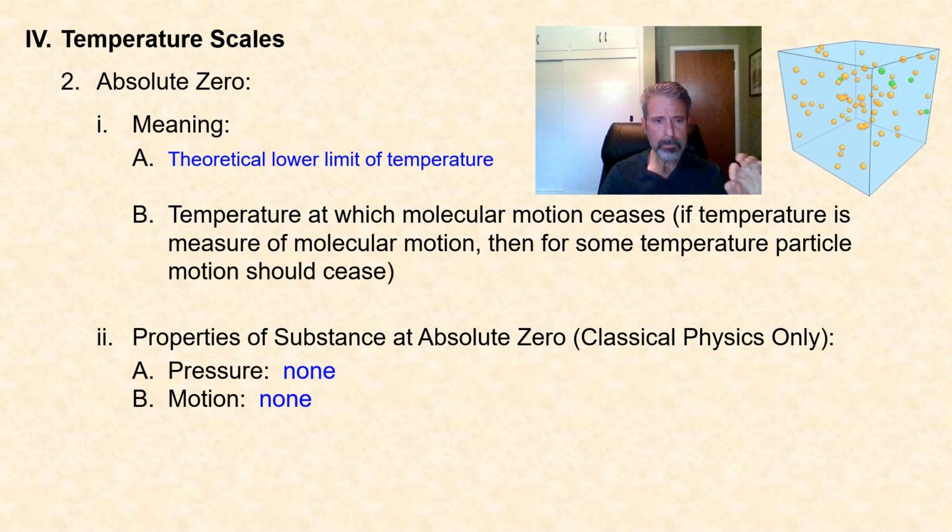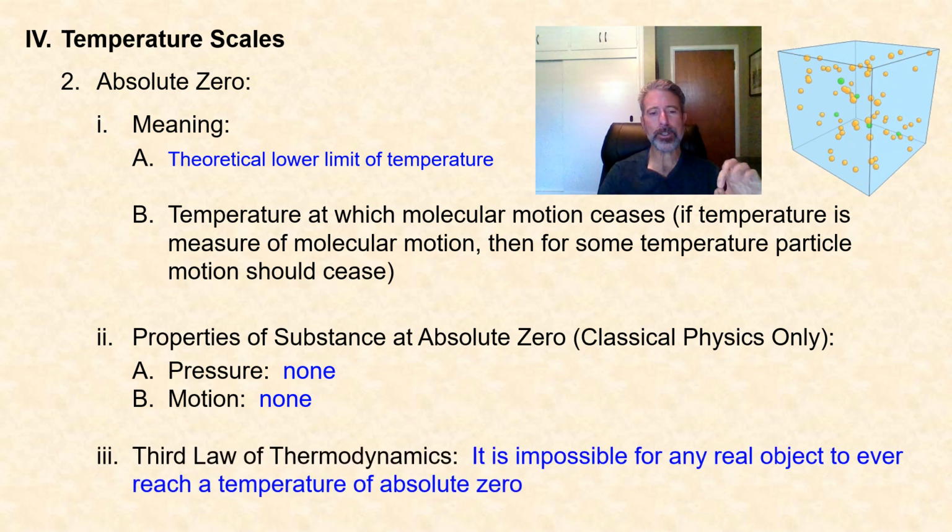Last thing we'll put up on the slide is a statement of the third law of thermodynamics, which says that it is impossible for any real object to ever reach a temperature of absolute zero. To really understand this, it would help to understand the second law of thermodynamics, which we will talk about in great detail in a little over a week. The second law tells us that heat, thermal energy, will spontaneously flow from an object at a high temperature to one at a low temperature, but never the reverse.